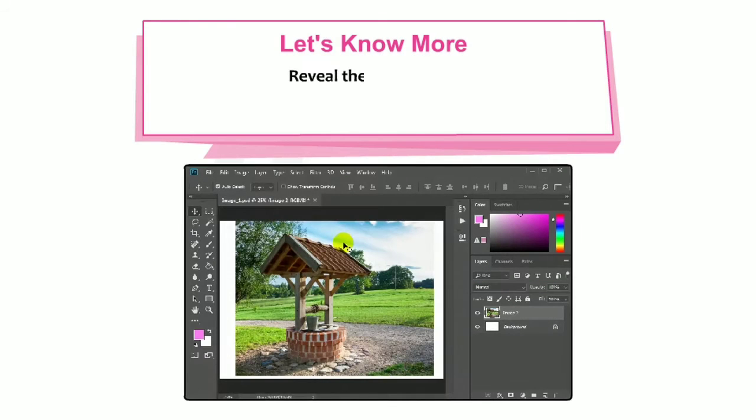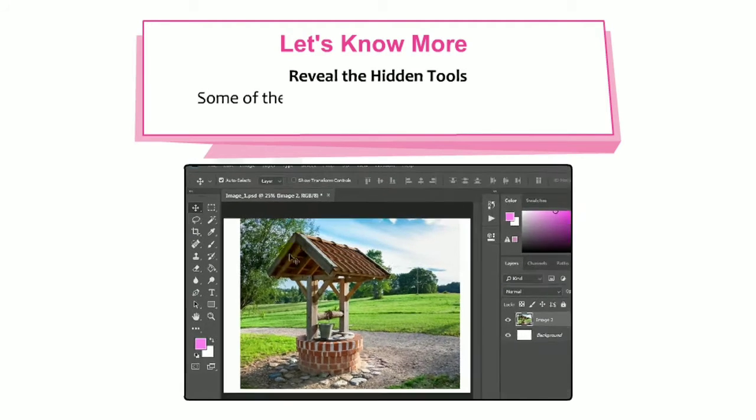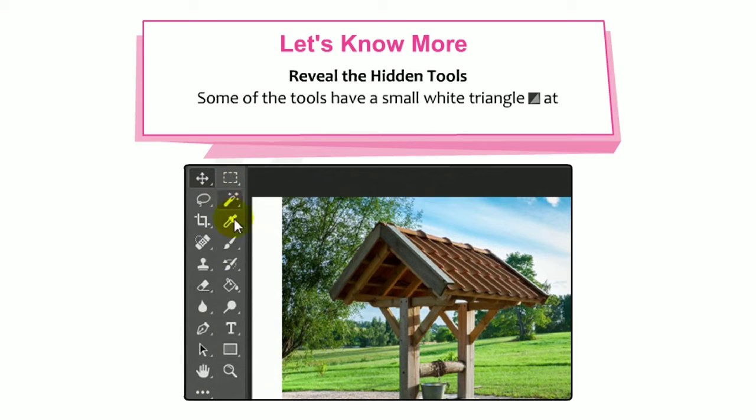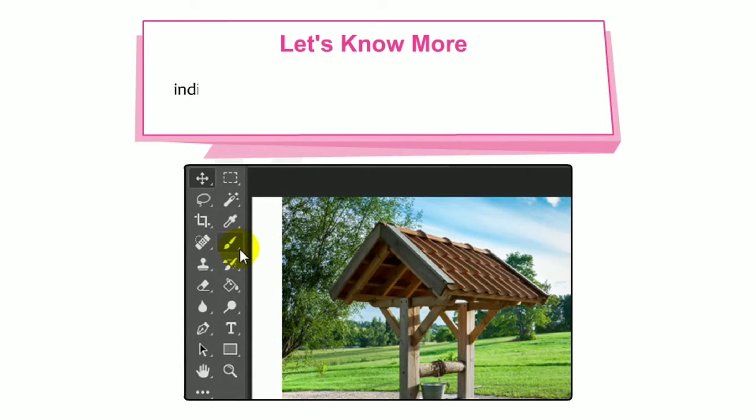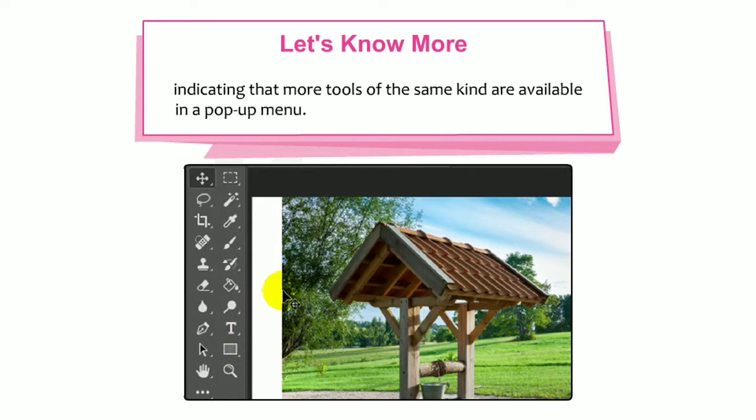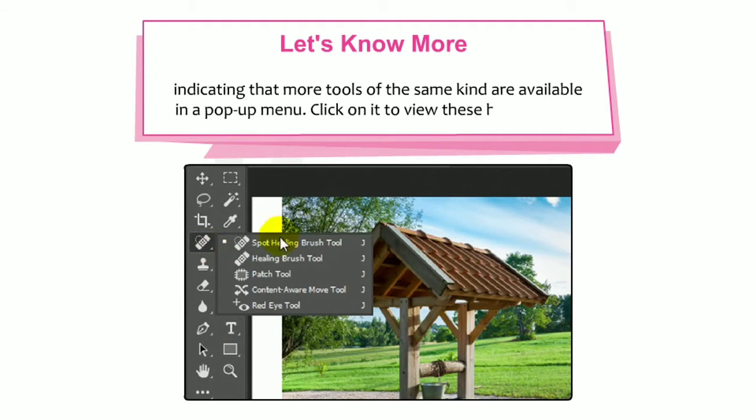Let us know more. Reveal the hidden tools. Some of the tools have a small white triangle at the bottom right corner, indicating that more tools of the same kind are available in the pop-up menu. Click on it and view these hidden tools. See children, how many tools are hidden.